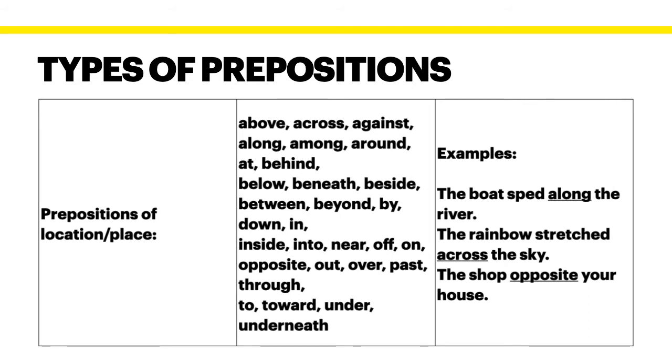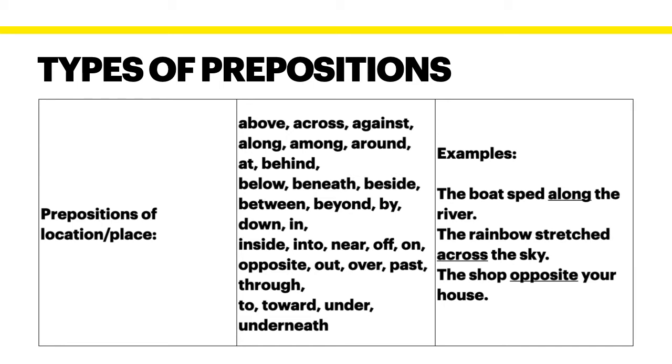Next, prepositions of location or place. In some books, they are called prepositions of location. Sometimes they are just called prepositions of place. Above, across, against, along, among, around, behind, below, beneath, beside, between. So here between, when it is showing two places, between Thrissur and Malappuram, like that. Not between as it shows time, but between as it shows place. Beyond, then by the river, down, inside, outside, opposite. All these are examples of prepositions of place.